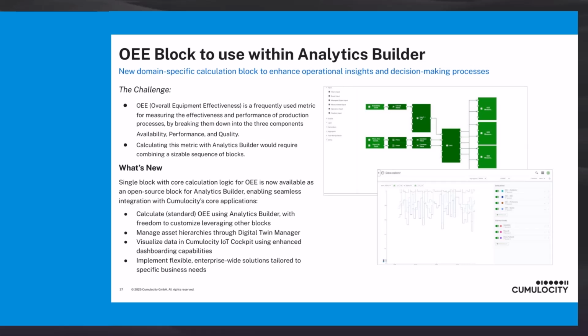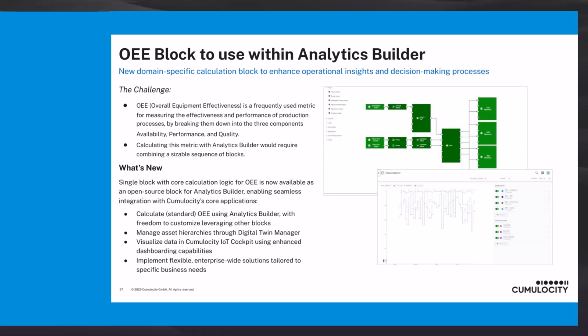OEE within Analytics Builder. So OEE, or overall equipment effectiveness, is a metric which is frequently used for measuring the efficiency and performance of processes. And that's typically broken down in three components: availability, performance, and quality, which can be calculated separately and then combined to give you a score on how effectively your equipment is performing.